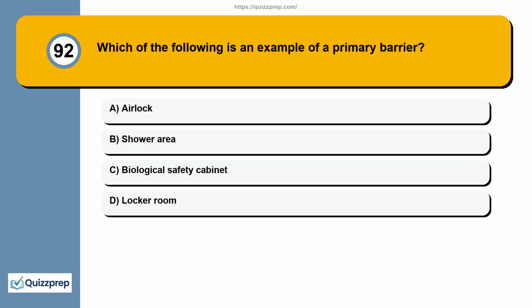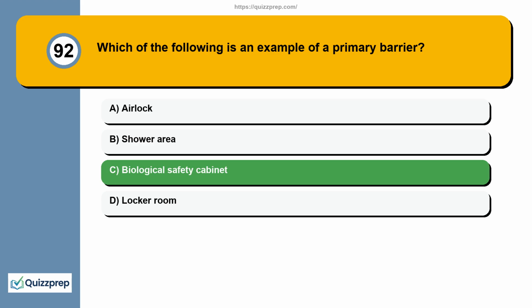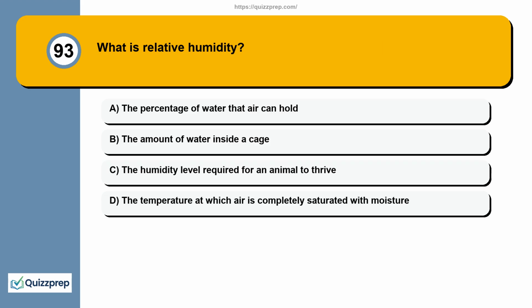Question 92. Which of the following is an example of a primary barrier? Option A, airlock. Option B, shower area. Option C, biological safety cabinet. Option D, locker room. The correct answer is option C, biological safety cabinet.